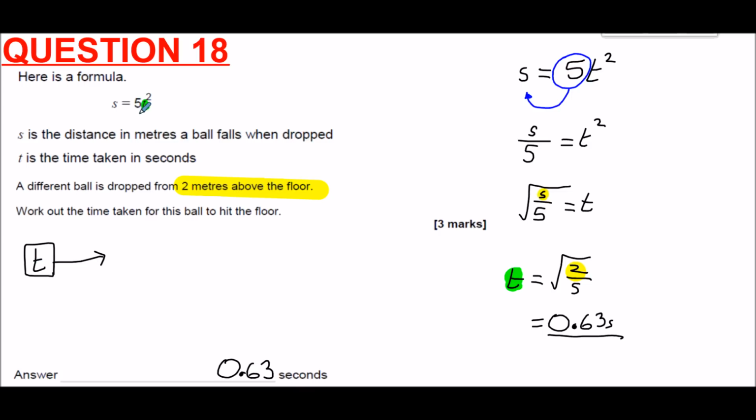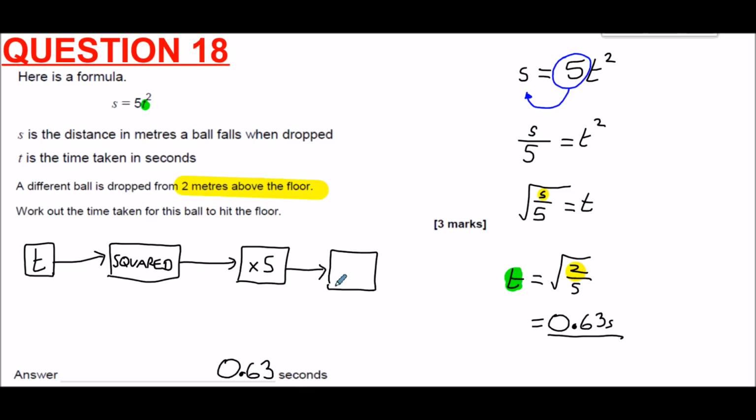So just remember BIDMAS. Powers come before multiplication. So the first thing that happens is that t gets raised to the power 2. So t gets squared. So the first thing that happens to t is it gets squared. That gives us t squared, and then we multiply that by 5, which gives us 5t squared. And 5t squared tells us the distance, which is s, which in our case now is 2.